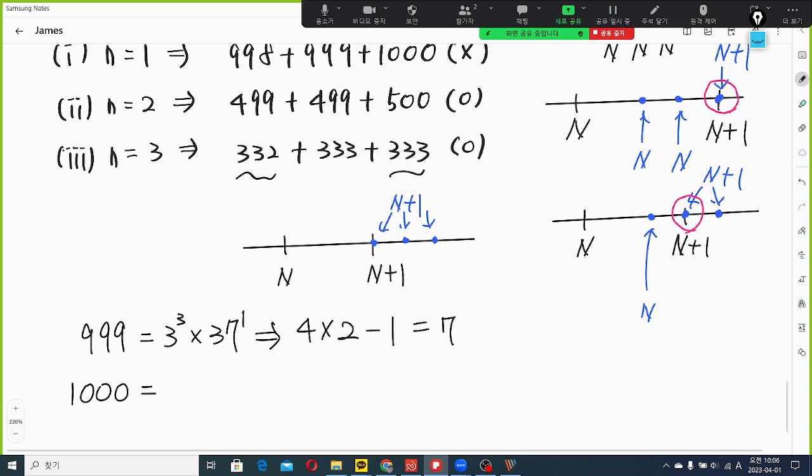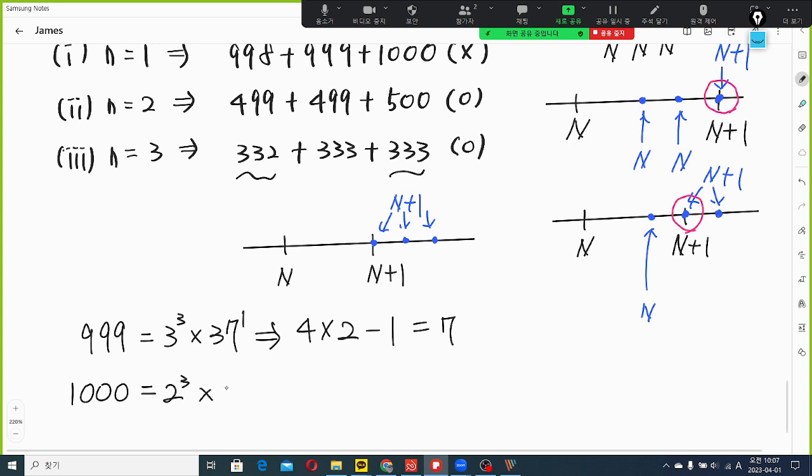And so for 1000, once again, what's the prime factorization of 1000? Give me a moment, I need to find a piece of paper. Take your time. Five cubed times 2 cubed.